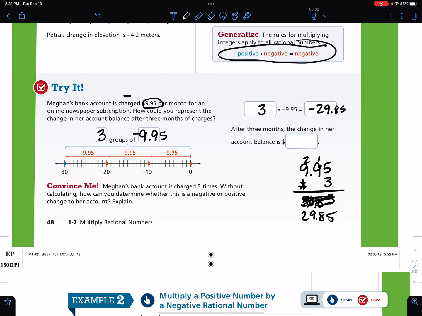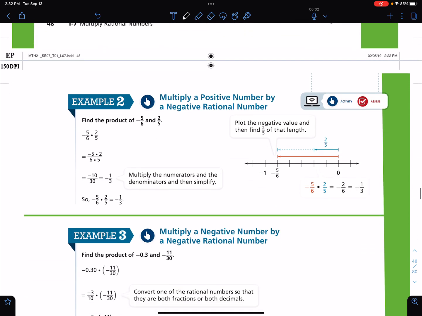So negative 29.85. Now the key problem will be if you remember to put the negative back in, because there's the negative there. After 3 months, the change in her account balance is negative 29.85. You will need to make sure that you put the negative in front of it, because that is the change. You have to put the negative to say that the account balance decreased. Okay? All right, if you need to pause, feel free. If you don't, we're going to keep moving.